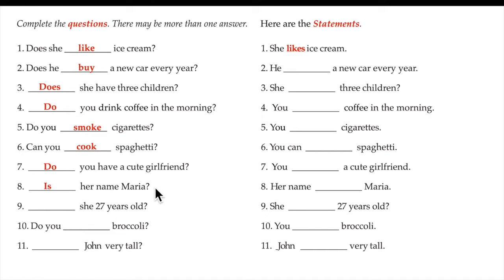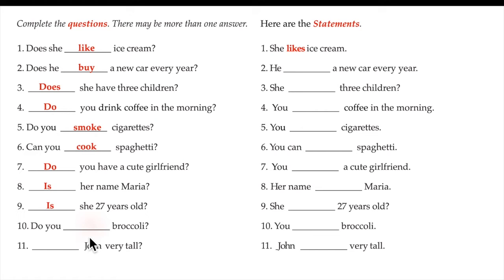Is her name Maria? Yes, the name is an it, so yes, it is. No, it isn't. Is she 27 years old? Yes, she is. Or no, she isn't. And by the way, you can just say, is she 27? Everybody would understand that you're talking about age.